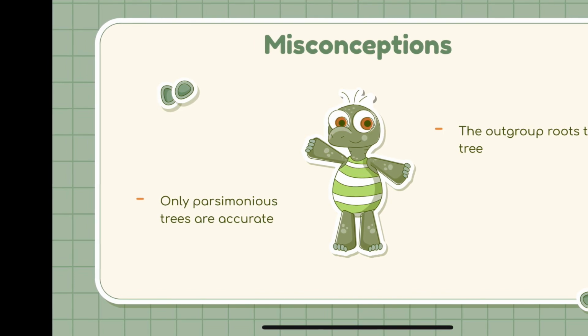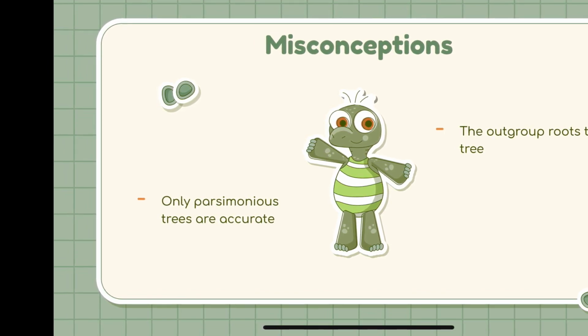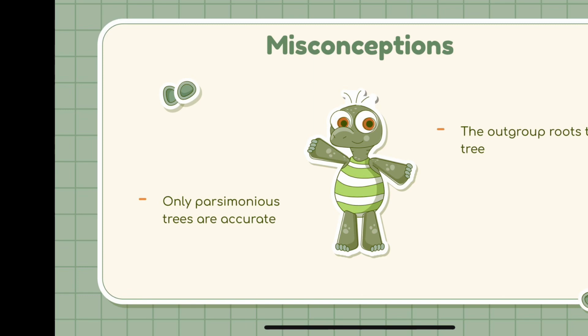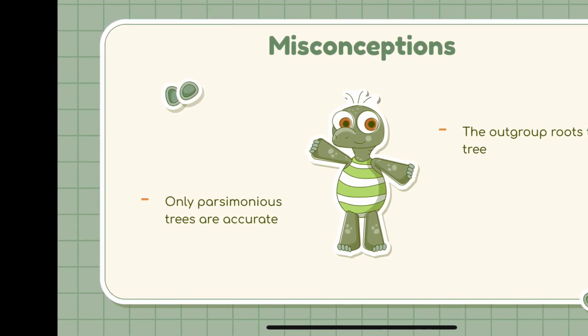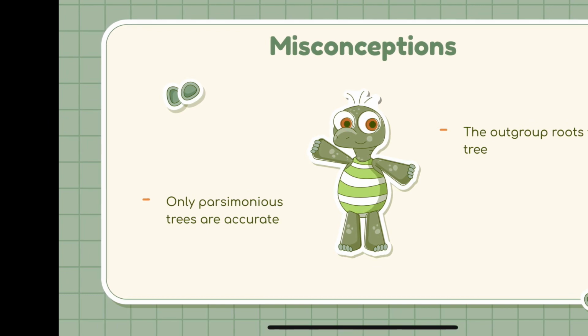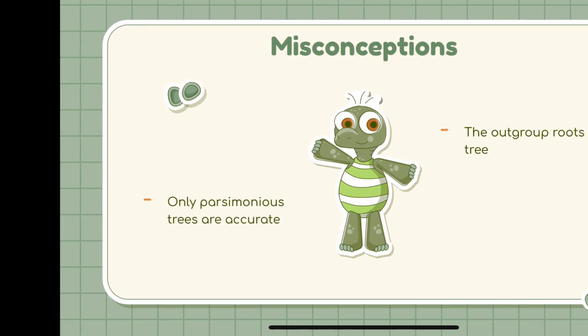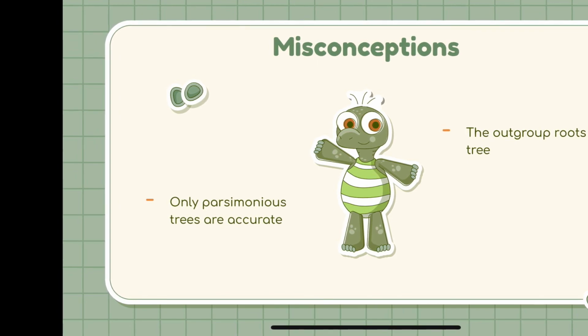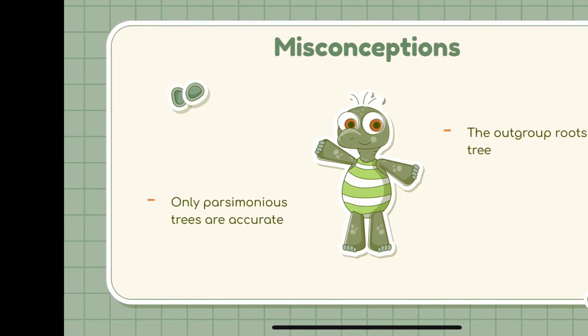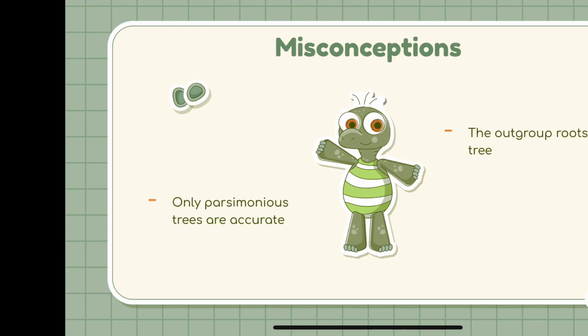The second misconception is that the outgroup roots the tree. This is not true. It's the first divergent branch that roots the tree and leads to all the other divergences. And the concept of parsimony helps to create the phylogenetic tree based off of that original divergence, because it gets us from that one branching point to all the other branching points in the fewest amount of steps possible.